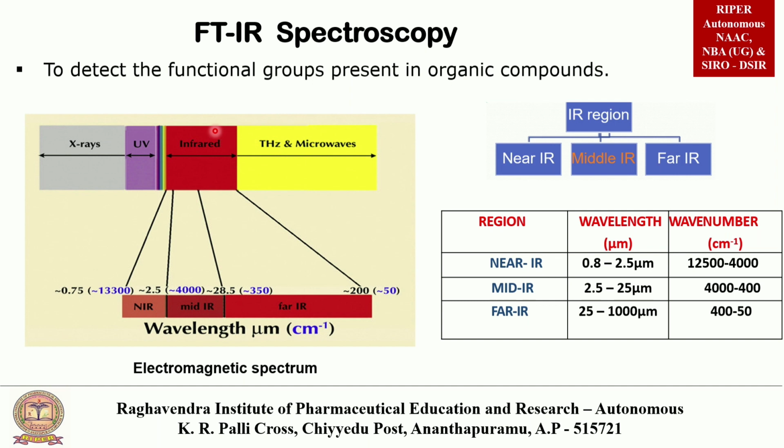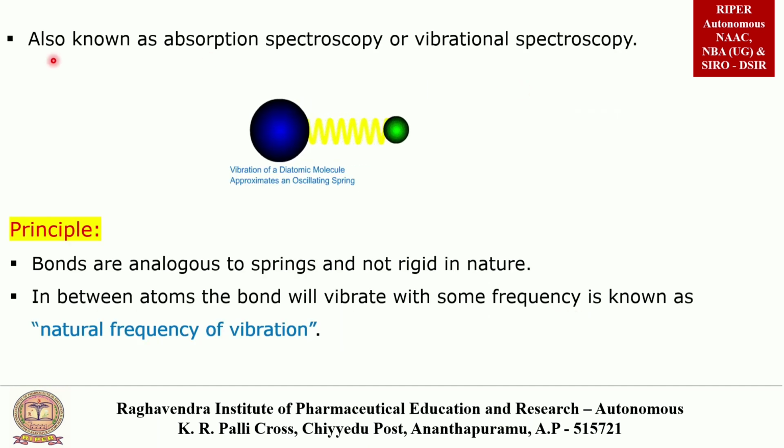IR region is divided into three types: near IR, mid IR, far IR. Generally in pharmaceutical analysis, we use mid IR, that is 4000 to 400 centimeter inverse of wave number. FTIR is also known as absorption and vibrational spectroscopy, because the sample absorbs IR radiation, thereby the molecules undergo excitation and show different types of vibrations.